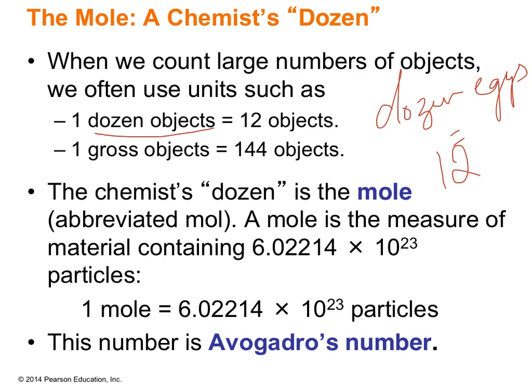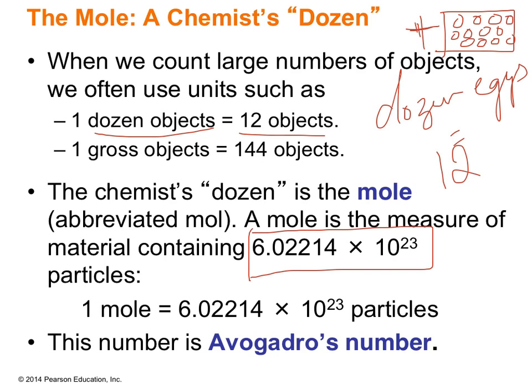So for chemists, we don't use the dozen, because a dozen is very small. Atoms and molecules are so small. If you take a dozen atoms and run a reaction with it, we really are not going to get a lot, because atoms and molecules are so small. So we use large numbers. So instead of dozens, we use Avogadro's number.